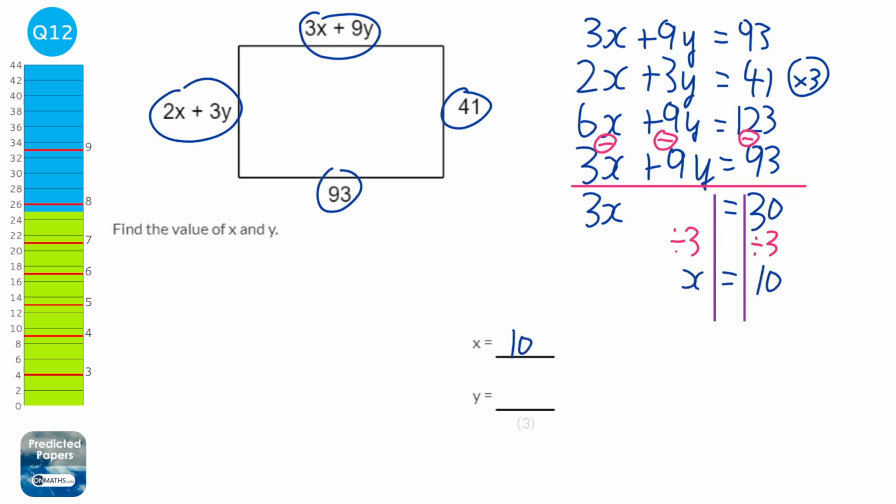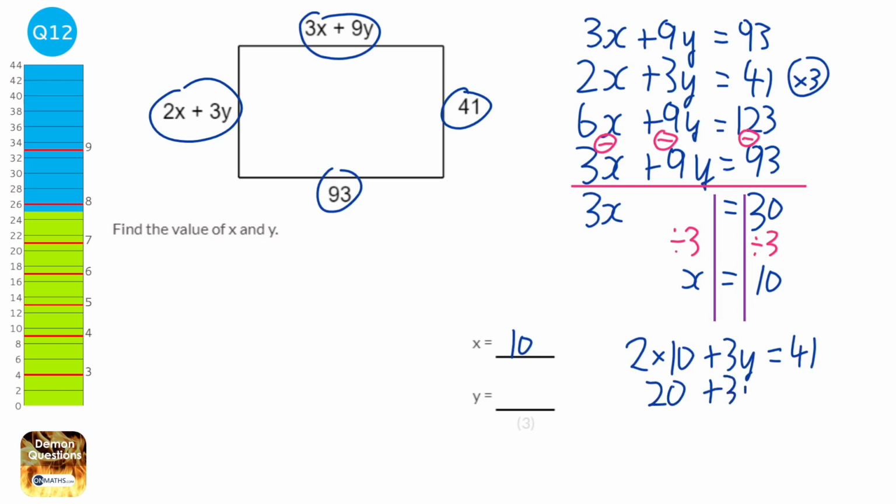So we know what x is, but we need to find out what y is. So what I'm going to do is I'm just going to pick one of the equations. I can pick the 2x plus 3y equals 41, and just substitute the value of x in. So 2 times, instead of x, it's times 10, plus 3y equals 41. So it would be 20 plus 3y equals 41.